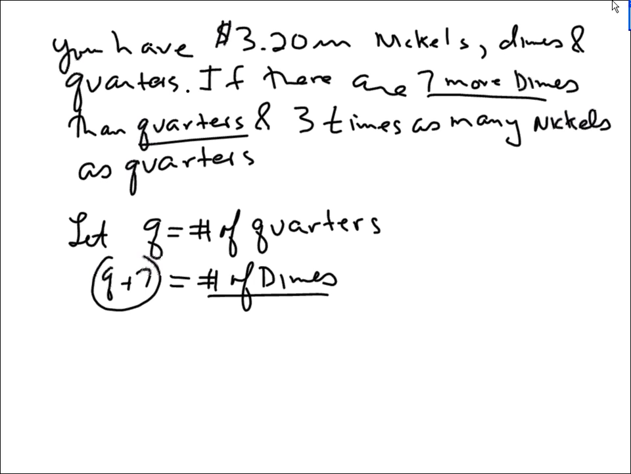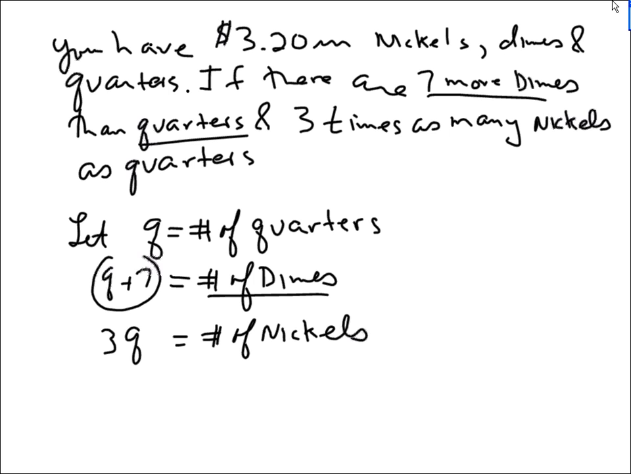The number of nickels, now, what do I write for that? I have 3 times as many nickels as quarters. So if I have Q quarters, I have 3 times that for nickels. If I have 4 quarters, I have 3 times 4, 12 nickels. Multiply the quarters by 3, and you get the number of nickels. So here are my variables.